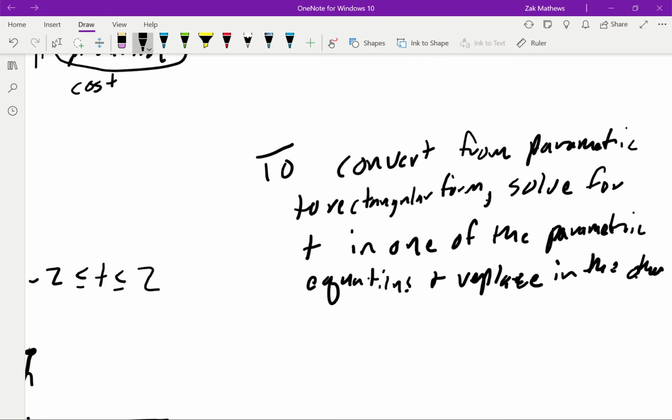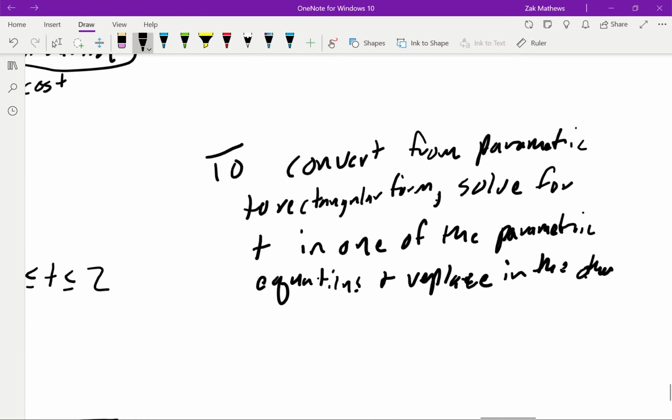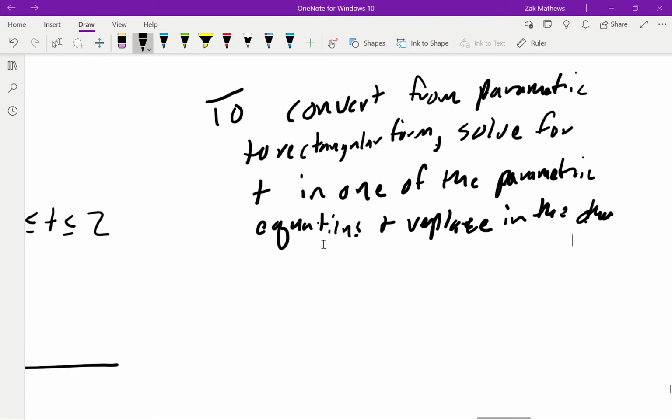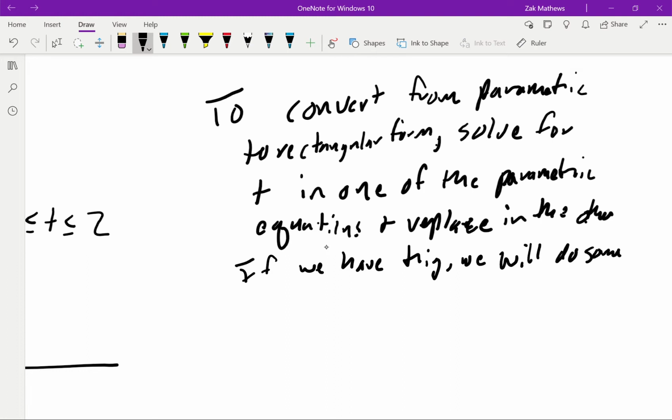Now, I said this was a general rule. There's going to be a couple cases where this is not going to work. So, most of the time, right? Go ahead and make a note. This is most of the time. If we have trig, we might do something else. In fact, we will do something else. And we'll see examples of that in just a few minutes.